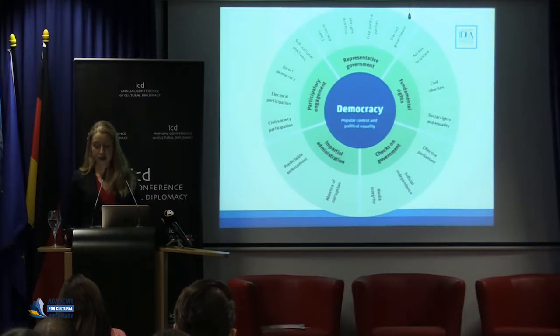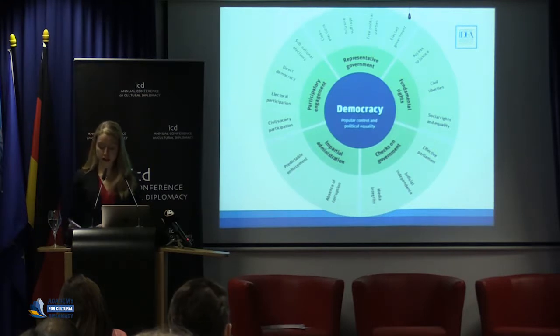The 5 attributes are representative government, which looks at clean elections, inclusive suffrage, free political parties, and elected government. We're also looking at fundamental rights, checks on governments, which looks at how effective parliaments are, for example, if there is judicial independence, and if there is media integrity. We also look at impartial administrations, which, for example, looks at corruption and predictable enforcement.